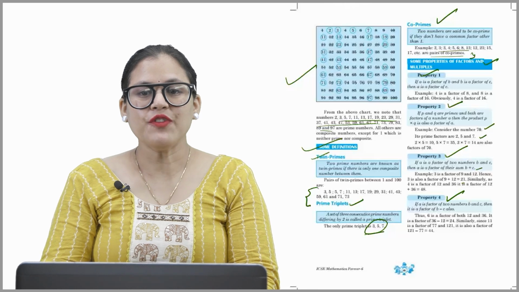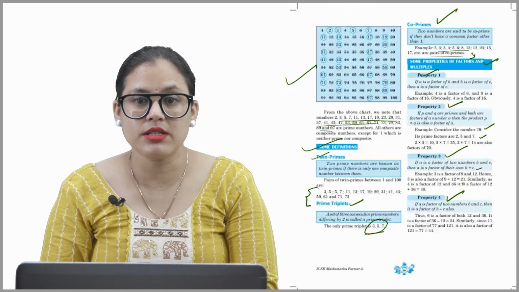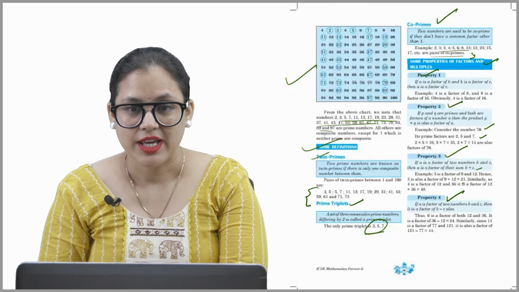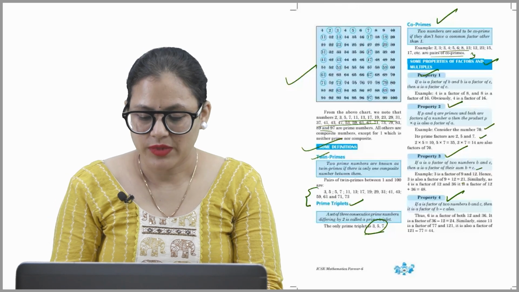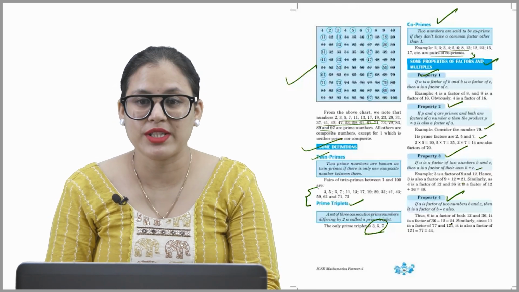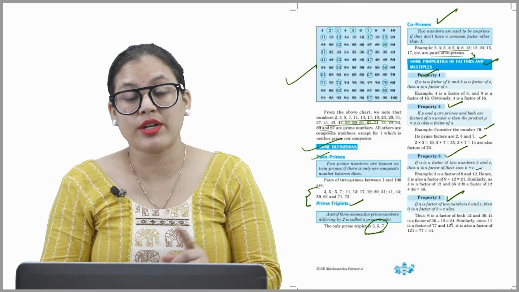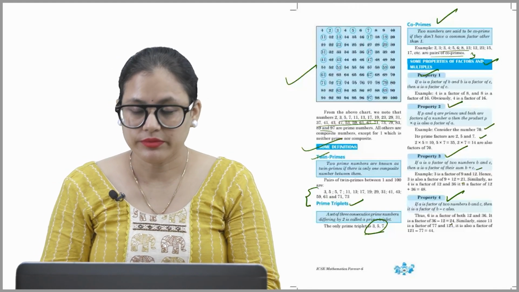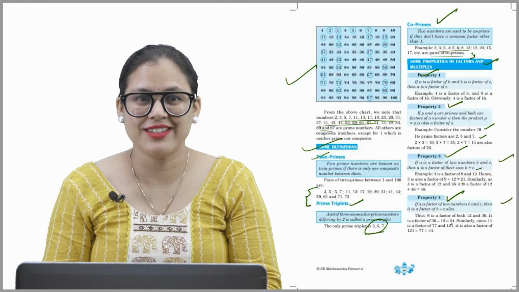Property 4. If A is a factor of two numbers B and C, then it is a factor of B minus C also. Thus, 6 is a factor of both 12 and 36. It is a factor of 36 minus 12, that is 24. Similarly, since 11 is a factor of 77 and 121, it is also a factor of 121 minus 77, that is 44. So, these two properties are quite interesting, isn't it?